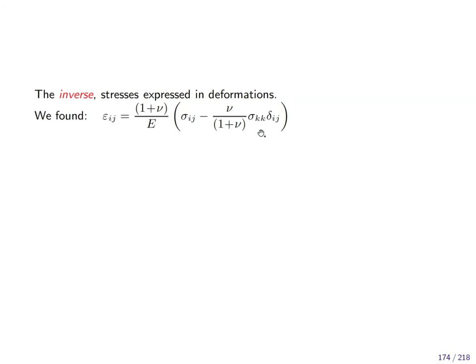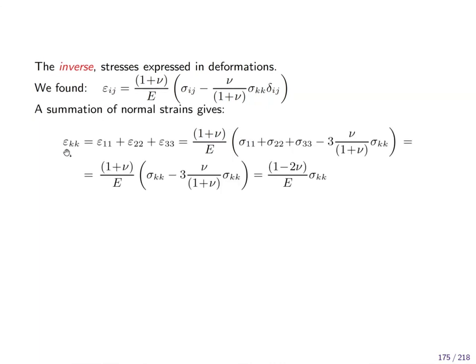In the inversion, we can guess that there should be an epsilon kk. If we insert ij equals kk, then this one will also become equal to sigma kk, and on the left-hand side, we will have epsilon kk. So let's set ij to kk. This is something which you have to do. This you will do many, many times.